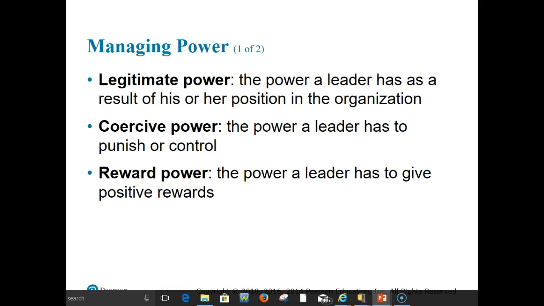Next is reward power, and that is the power to give positive rewards. Now, a reward can be anything a person values, such as money, favorable performance appraisals, promotions, interesting work assignments, friendly colleagues, and preferred work shifts or sales territories. So reward power is a power that's favored by some leaders to influence personnel.